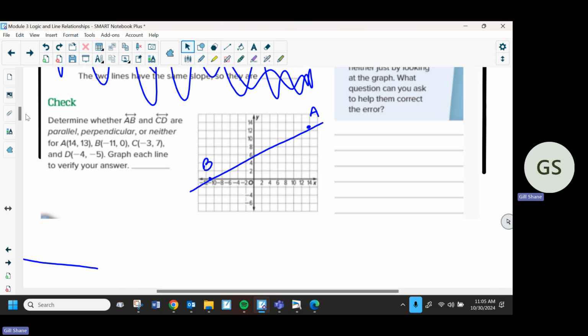So how do you test to see if it's perpendicular? Do that and see what you get. If you get that number, then they're perpendicular. If you don't get that number, they're not. So they would be neither if you don't get that.